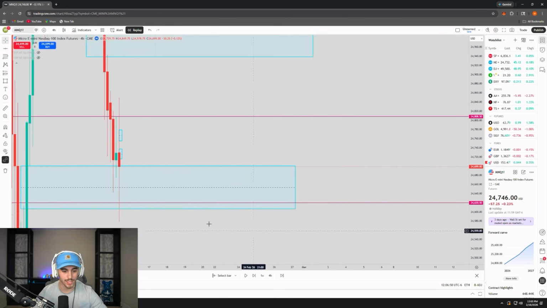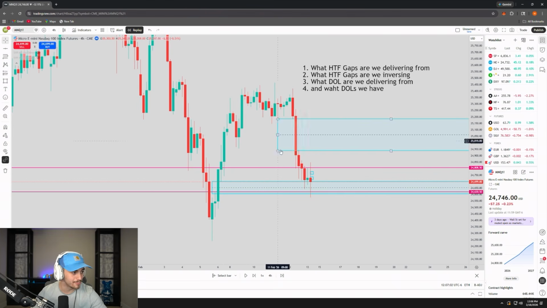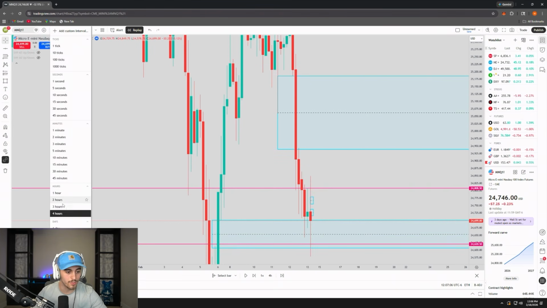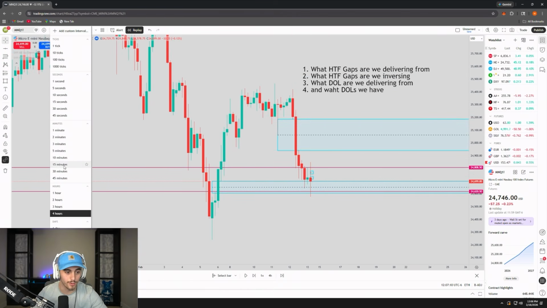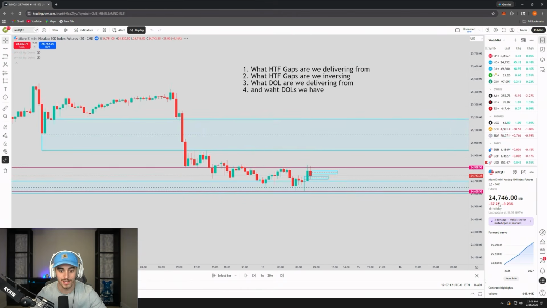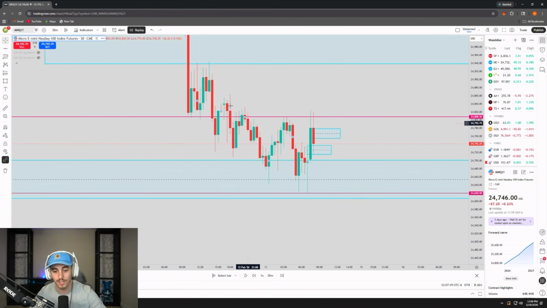And why is it bearish? Yes, we're delivering out of the 4 hour gap, but look at the narrative. Look at the trend. Look at this massive trend. And when we delivered out of that 4 hour gap, what then happened? If you looked, what DOLs are we delivering from after we inverse that 30 minute out of the 4 hour gap? We have the London high that we're taking out and rejecting aggressively down off of.